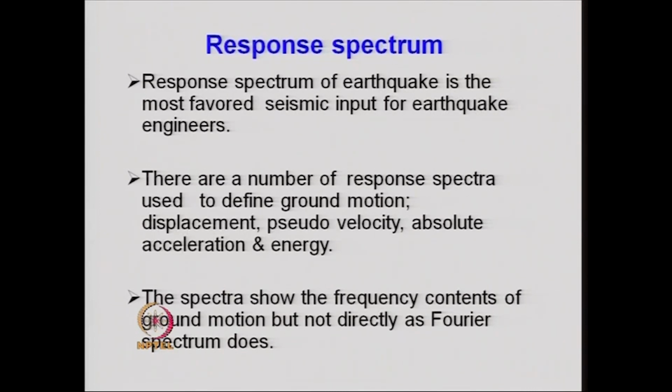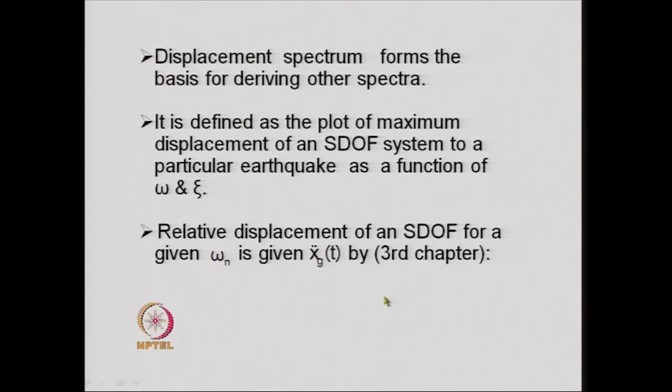Response spectrum of earthquake is the most favored seismic input for earthquake engineers. There are a number of response spectra used to define ground motion: displacement, pseudo velocity, absolute acceleration and energy. So, one can obtain the response spectrum for each one of these parameters. The spectra show the frequency contents of ground motion, but not directly as the Fourier spectrum does. Displacement spectrum out of them forms the basis for deriving other spectra.